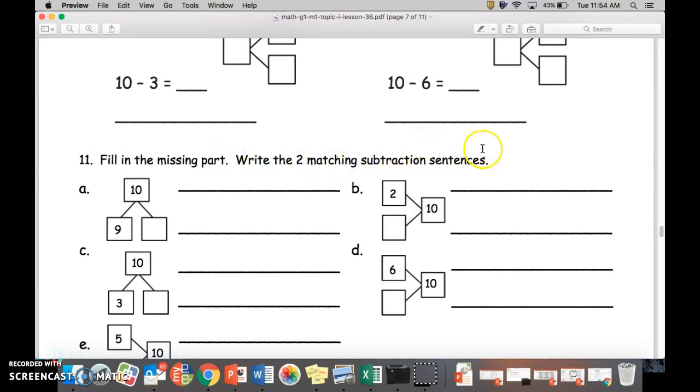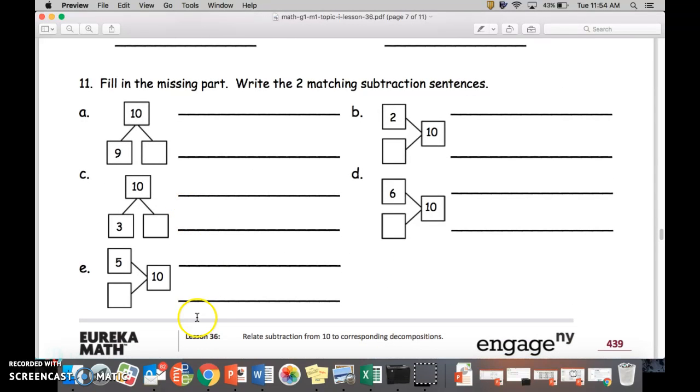Write 2 matching subtraction sentences. So find the missing part and write 2 subtraction sentences for this number bond. And do that for this one, this one, this one, and this one. Remember, you should always subtract from your whole. Check your answers and sign up for a small group mini lesson if you need one.